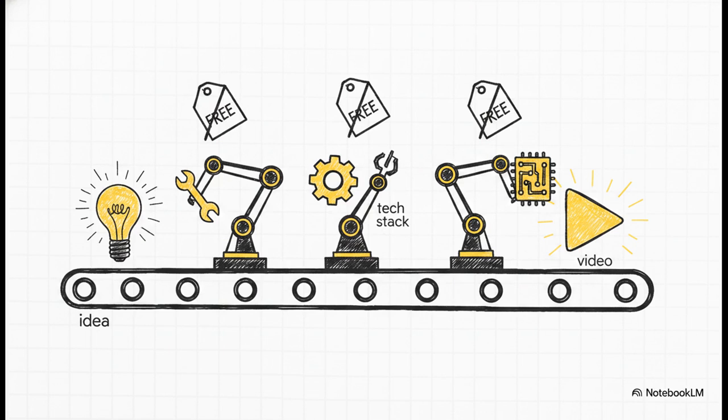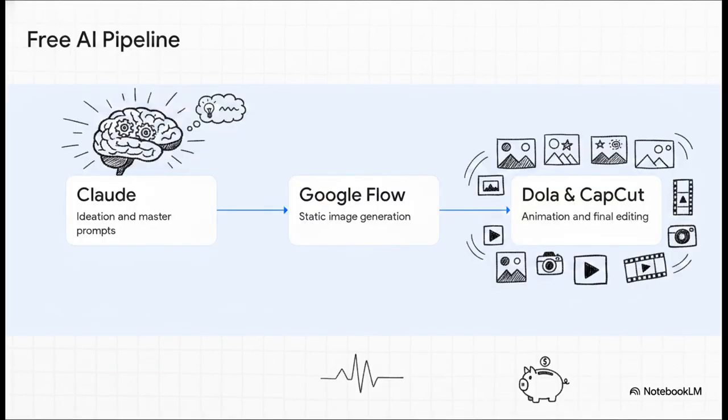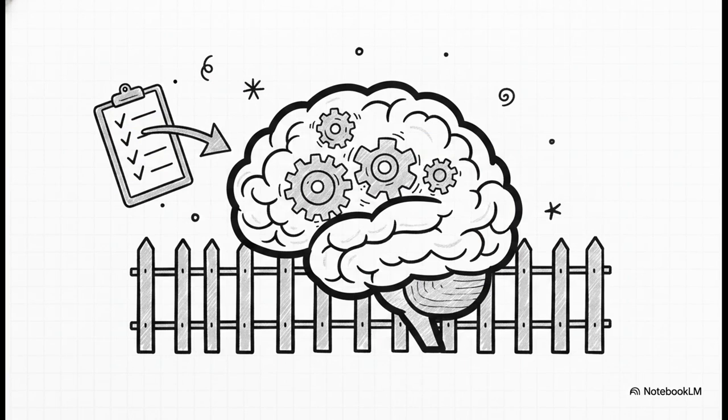All right, let's see how this all builds into an actual production pipeline using 100% free software. The absolute key here is sticking to a very specific sequential order. We start with Claude to mastermind our scripts and our AI prompts. It's basically the brain of the operation. From there, we move over to Google Flow to generate our static images, and finally, we use Dolly AI and CapCut to animate and edit the final product. Every single tool I just mentioned has a free tier, which means you can run this entire 3-step pipeline for free.